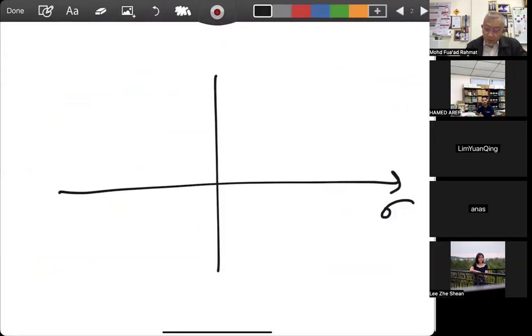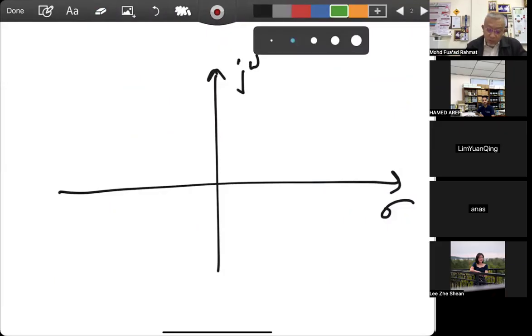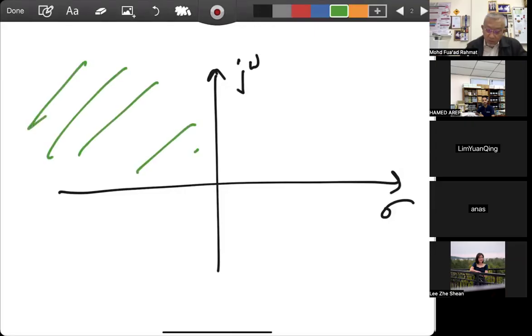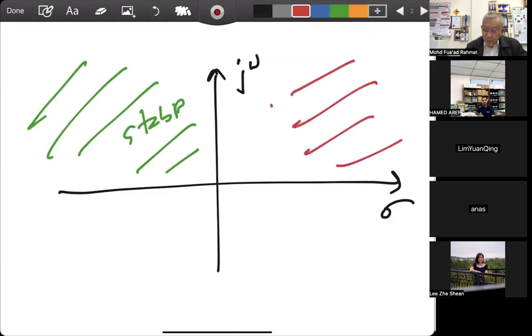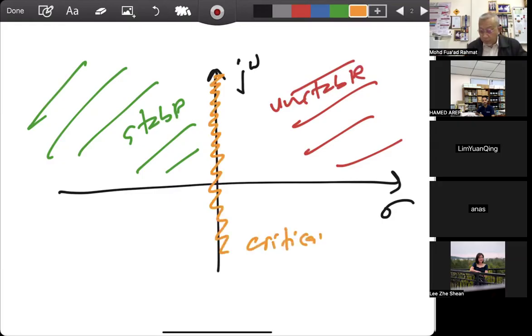this is the real axis, omega axis. As I told you before, this region is stable. This region is unstable. And along this line of the imaginary axis is critical, or we call it marginal. So this is the basic concept of stability.